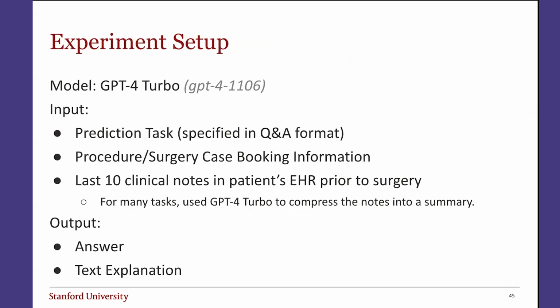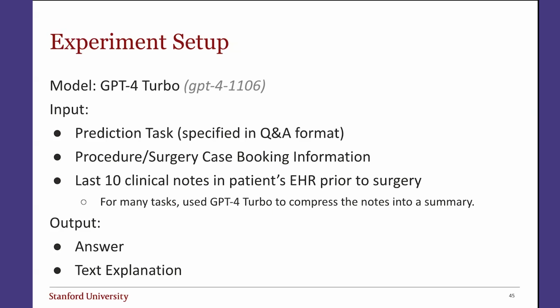what we're going to do is we're going to tell the LLM what the specific prediction task is. We're going to then give the specific surgery information. This is actually what we did: we took the surgery case booking information, so what the surgeon put down and gave to the operating room. We took that information, pulled it into the prompt, and then we took the last 10 clinical notes in the patient's electronic health record prior to surgery, and we pulled that into the prompt as well.